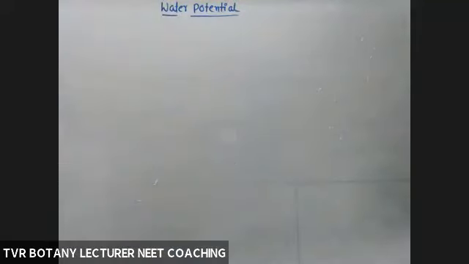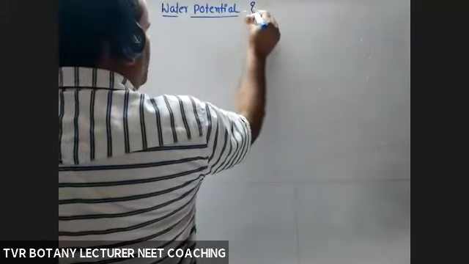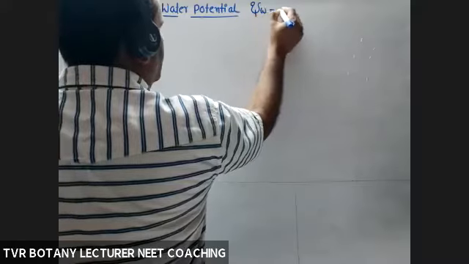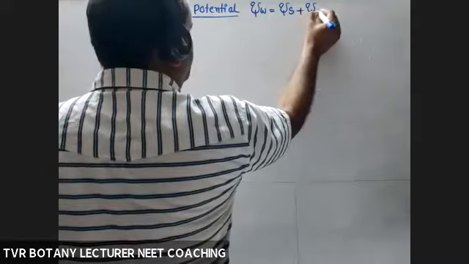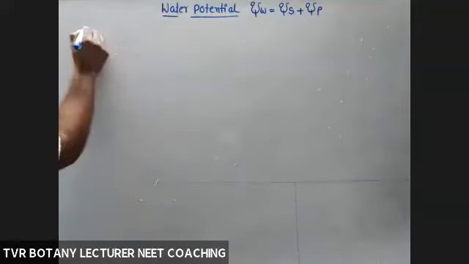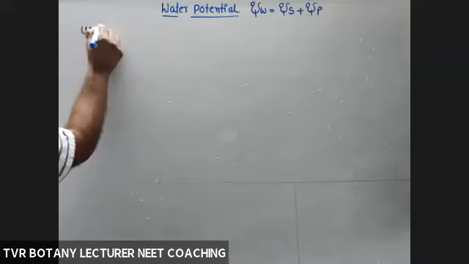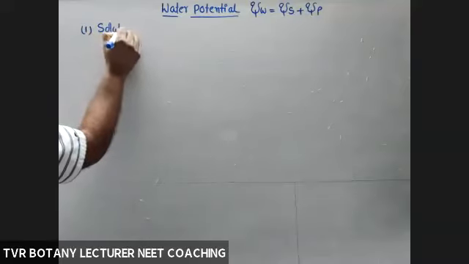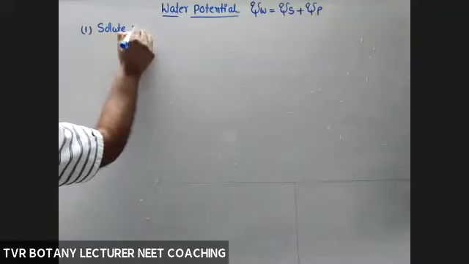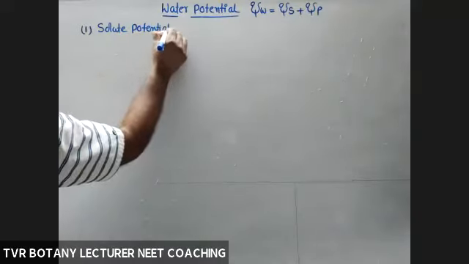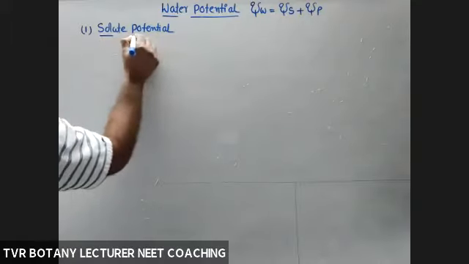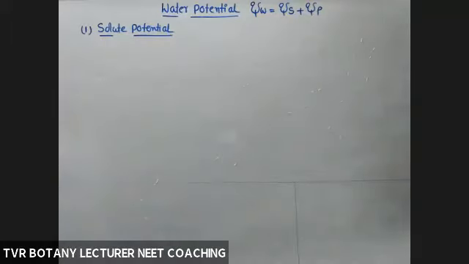Okay, so majorly there are two kinds of components. That is psi W is equal to psi S plus psi P. So the first component is solute potential. Before this class, the introduction part was already completed. I don't want to go back to the water potential introduction part.